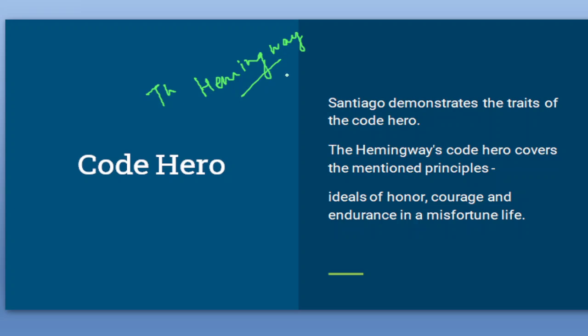Hemingway gave this concept of the code hero, so we will get to know more about it. Santiago demonstrates the traits of the code hero. Hemingway's code hero covers principles like ideals of honor, courage, and endurance in a life of misfortune. Generally, the code hero suffers a lot, but with his courage, etc., he just rises up.